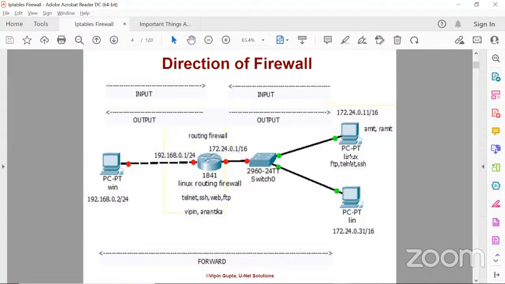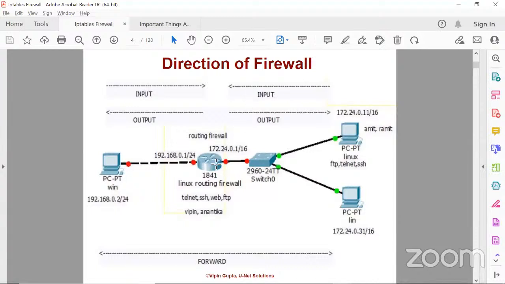Now, what was happening till now? From this system, we were able to access telnet, SSH, web, FTP, everything. Now, I want my firewall to stop everything. That means this system should not be able to access anything on our system. Now, please remember, in which direction is the traffic going to come? I'm sitting here. I want to block this system. So the traffic we have to control is going to be the input direction.